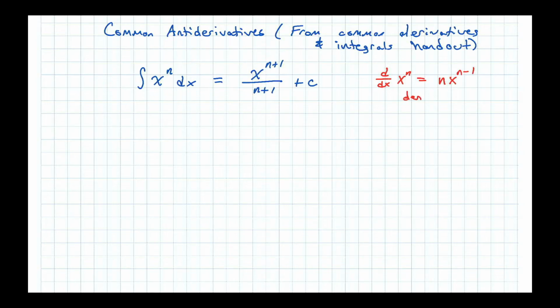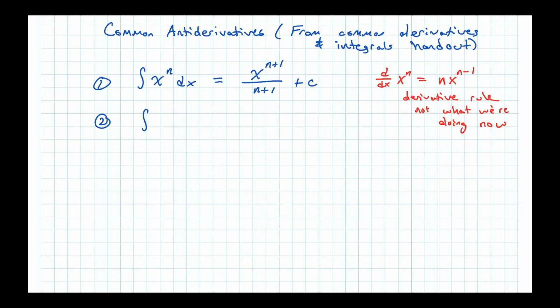The derivative rule is not what we want today. We want the antiderivative rule, the rule that undoes the derivative rule. So we want the one on the left. That's just one of them, and you need to know that.